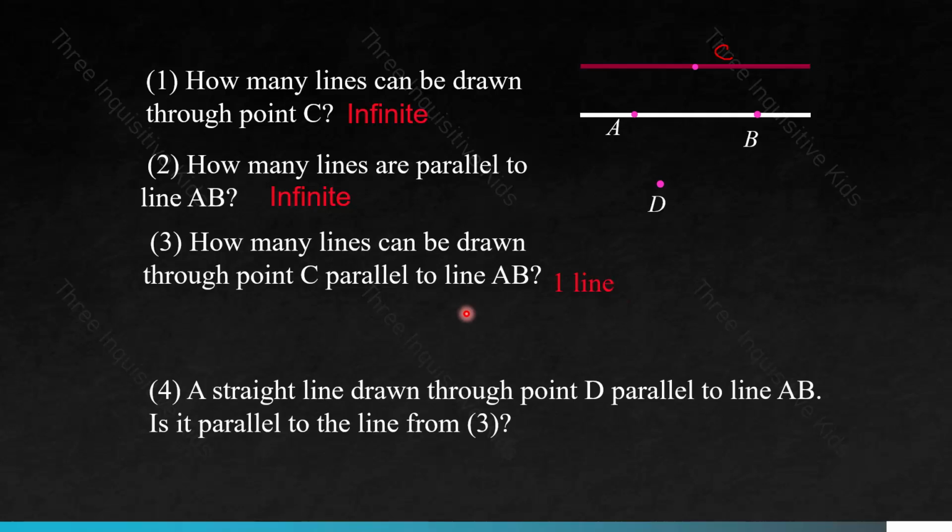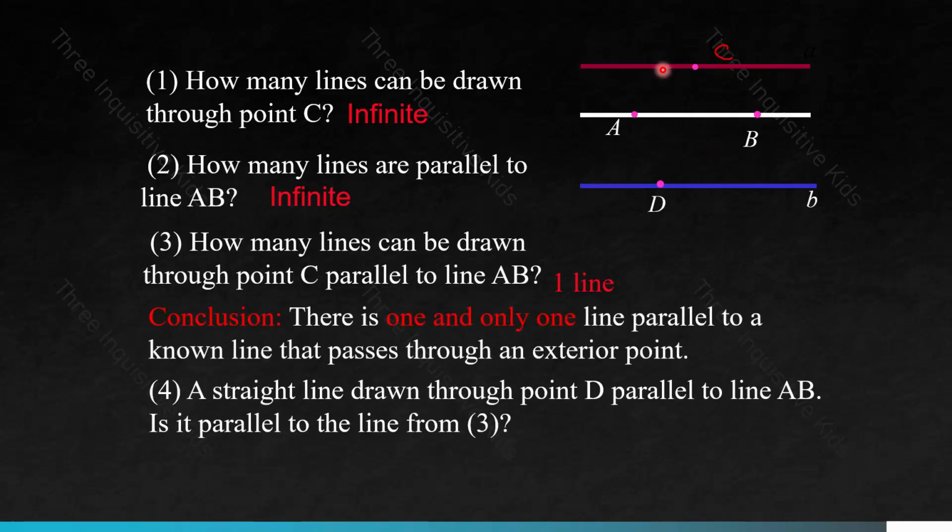Well, if a straight line is drawn through point D that is also parallel to AB, as shown, let's call it line B, is it parallel to this pink line? Yes, it is parallel, because if this line is parallel to line AB and this line is also parallel to line AB, then they're essentially parallel to each other. But I want you to think about a way you can prove it more mathematically. Out of reasoning and explanation, how can you prove that these two lines are parallel to each other?